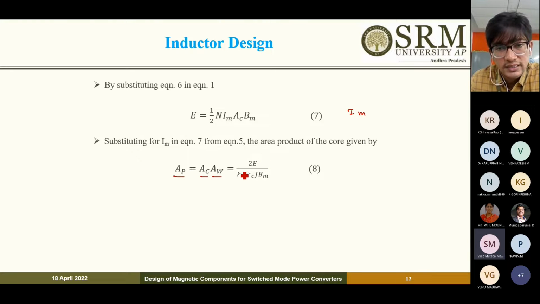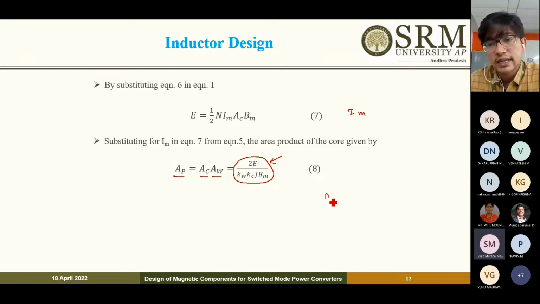So if you simplify, this is the area product: 2E by Kw Kc J Bm. This is the very important equation. Once we calculate the area product by substituting the energy, window utilization factor, core utilization factor, current density, and magnetic flux density, you need to select a core from the data sheet. For that particular core, the area product should be more than what we are getting.